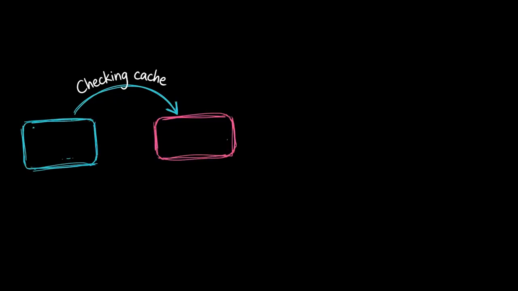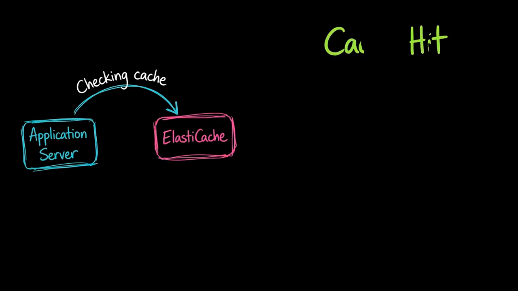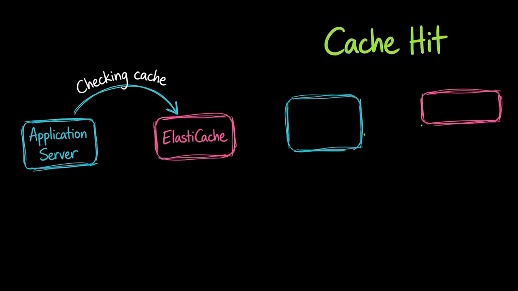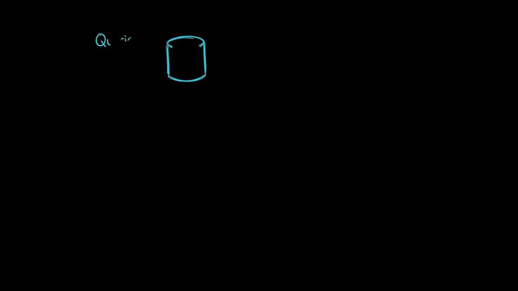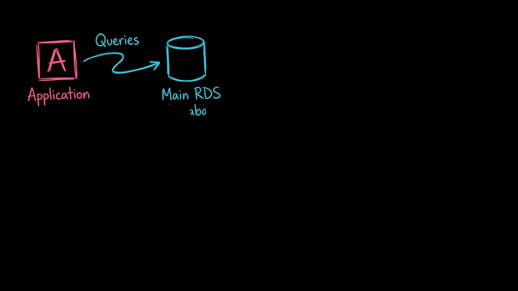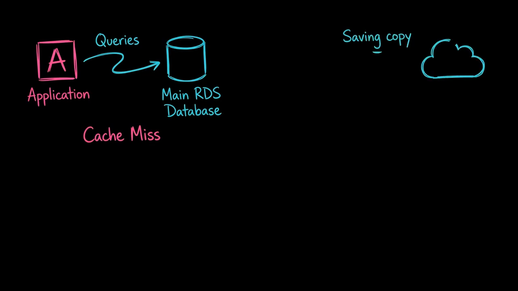When a user requests data, the request goes to your application server first. The application immediately checks ElastiCache. If the data is already there, that's called a cache hit. The data is returned instantly, and the database is never touched. If the data is not in ElastiCache, that's a cache miss. In that case, the application goes to the main RDS database, runs the expensive query, and sends the result back to the user. But here's the critical step.